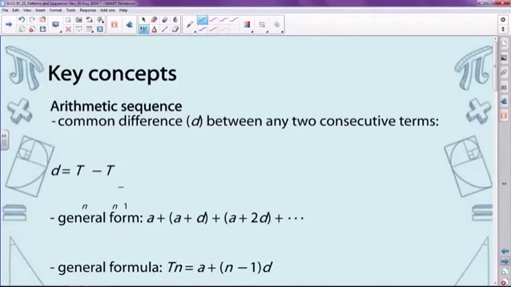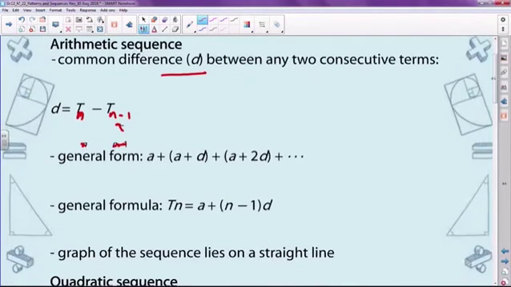So remember, in an arithmetic sequence, what we always get is a common difference, which we call d, between any two consecutive terms. So your common difference d is given by Tn minus Tn minus 1. Basically, it's the consecutive terms that you're looking at, taking the difference between those terms and making sure that they are the same, and that will give you your common difference.